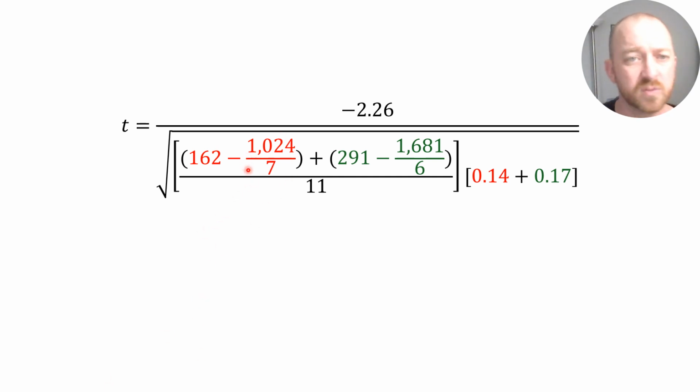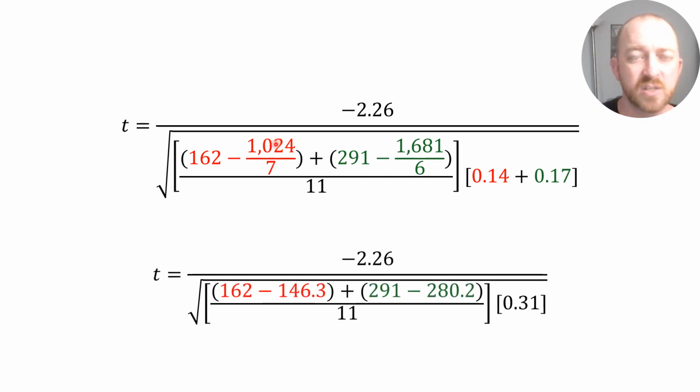Next thing to do, of course, we're starting in the parentheses, right? And so we're going to divide here, and we might as well just add those together, no trouble. Okay, so 1024 divided by 7 is 146.3. 1681 divided by 6 is 280.2.